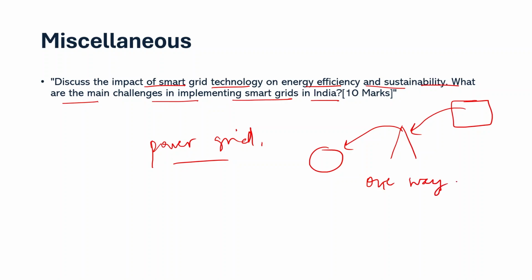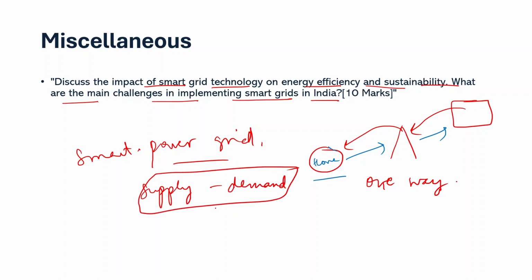It's a one-way process. So what the smart power grid does is, it takes information from the consumers also, right. This is a home, so it takes information from the consumers also and gives it back to the grid. So what is happening is, the grid can interact with the consumers. So what happens because of this is that the supply and demand data can be worked in real time, right.